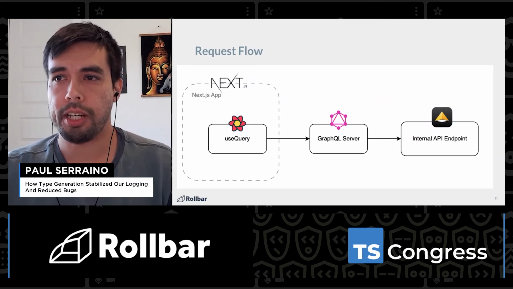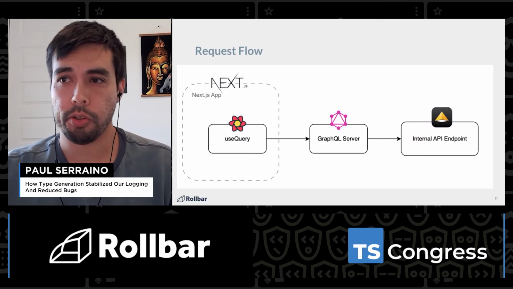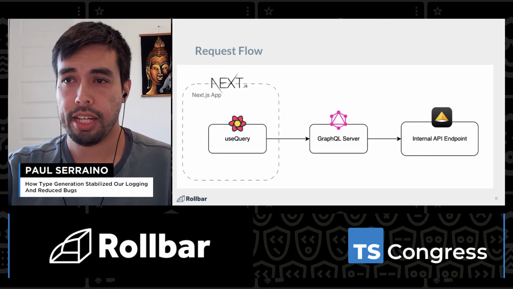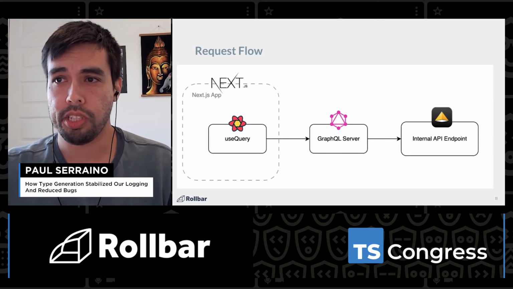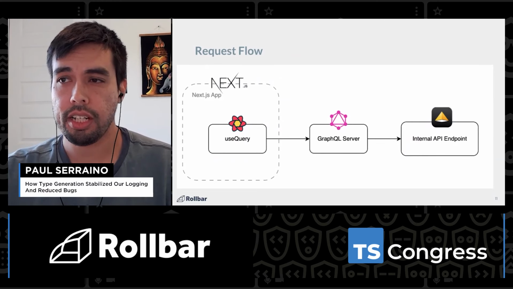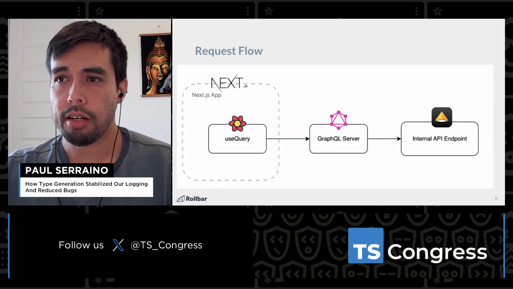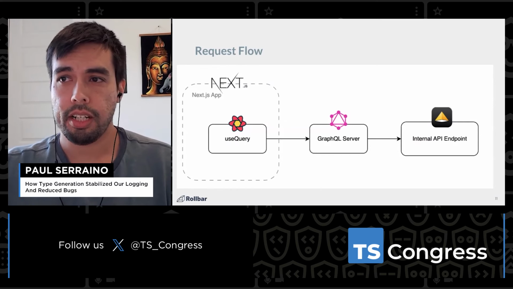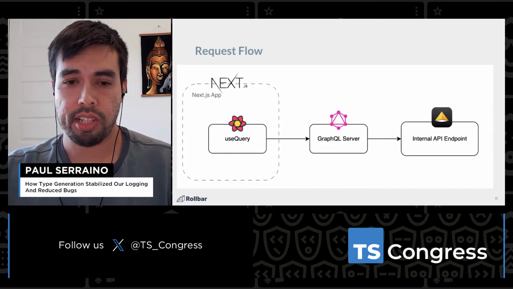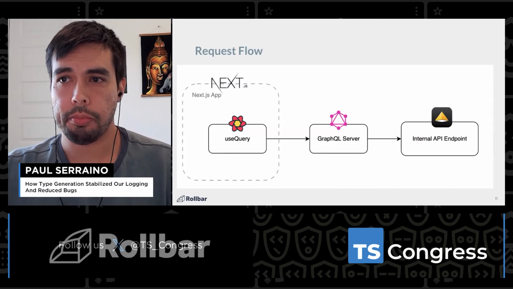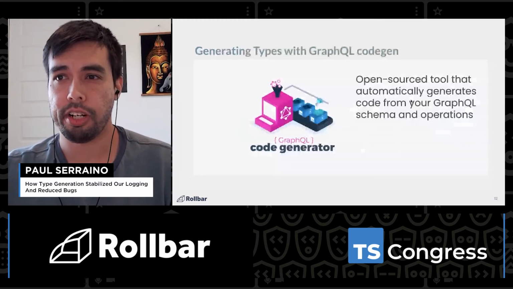All of our API calls from the front end are made through React Query. And the React Query client that we're using is completely generated from the GraphQL queries themselves. And I'll talk about that in a minute. But this setup has allowed us to get a lot of type safety into the front end.